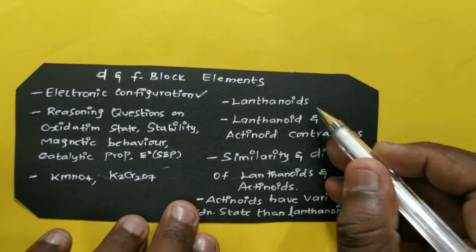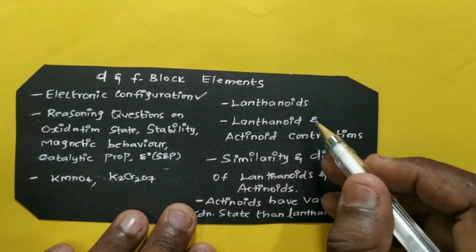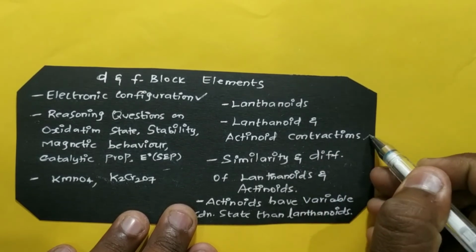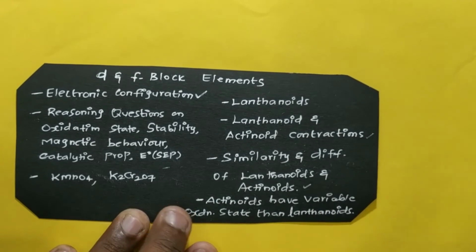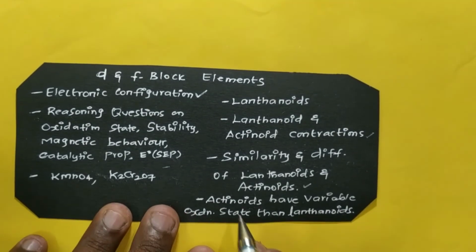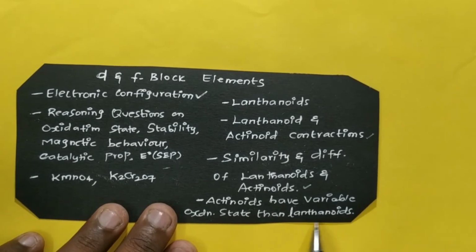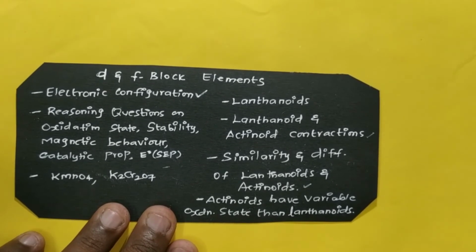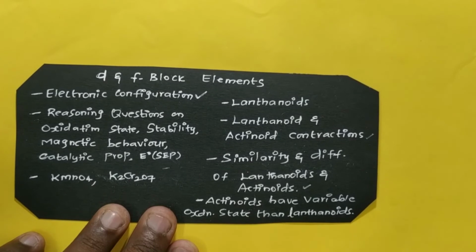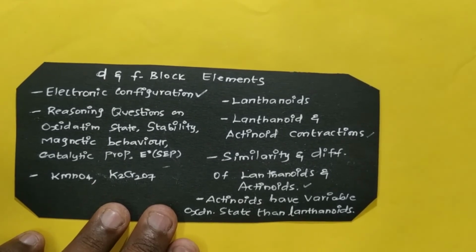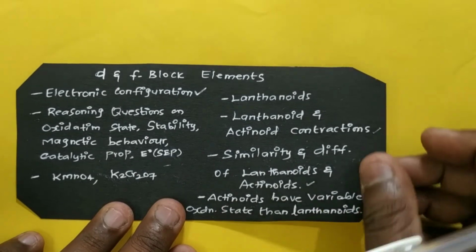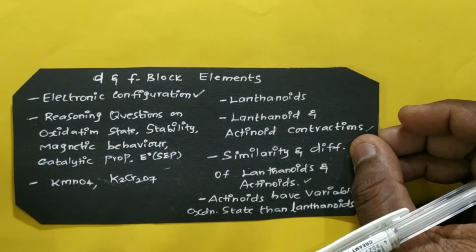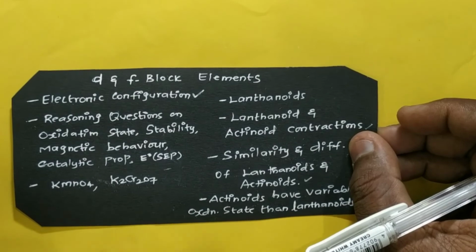Then lanthanoids and actinoids. What is lanthanoid and actinoid contraction? They will be asking. Then similarity and difference between the lanthanoids and the actinoids, and how actinoids have variable oxidation states when compared to lanthanoids. Why lanthanoids don't give variable oxidation states when compared to actinoids. You have to get answers for these kinds of questions. These are all the important areas, they will be asking a lot of questions.